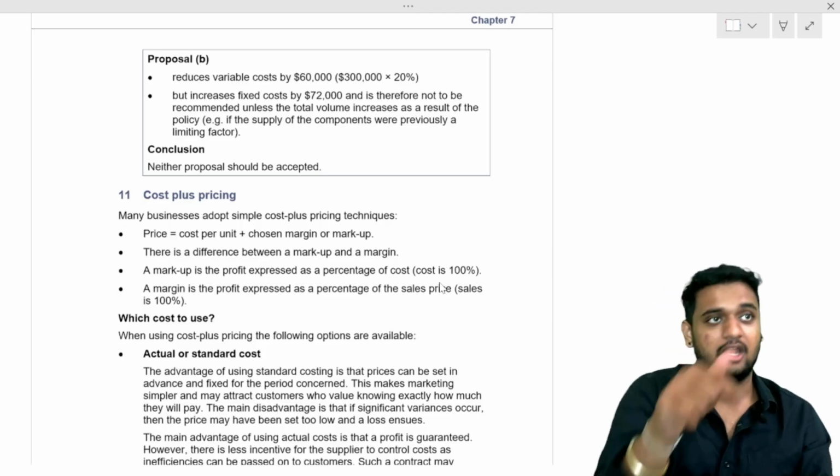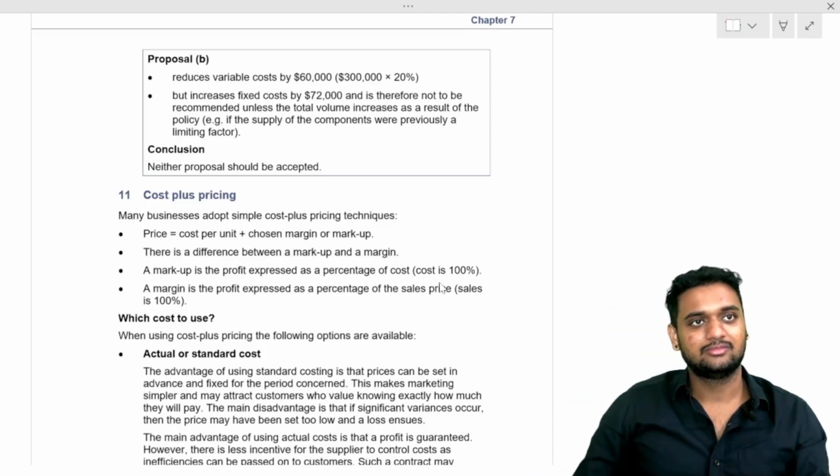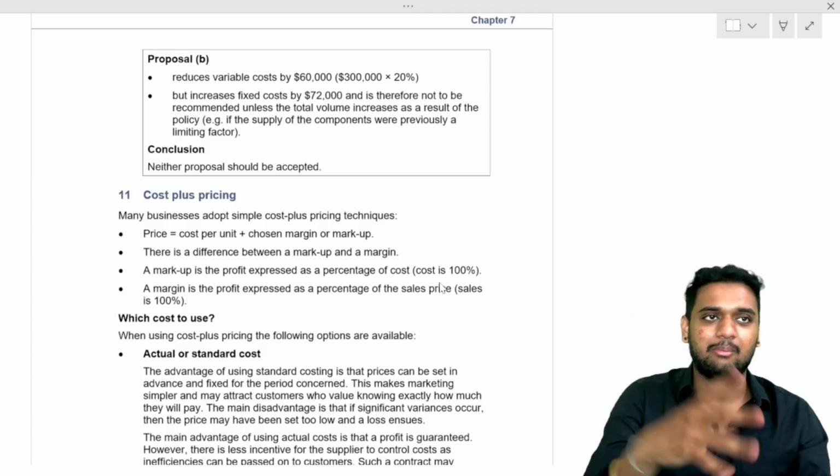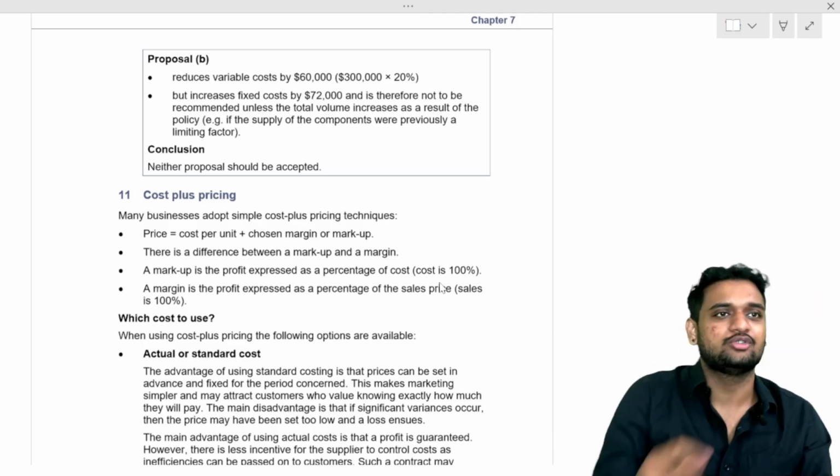Second is, if you use standard cost, you will have some motivation to reduce cost. If I go and tell my employee that whatever actual cost you incurred, you tell me, and to that I'll add my markup and then we'll set the selling price, the employee doesn't have any motivation to reduce cost.